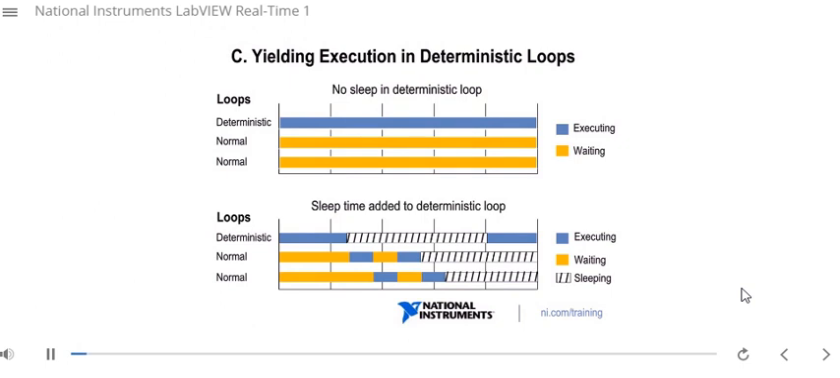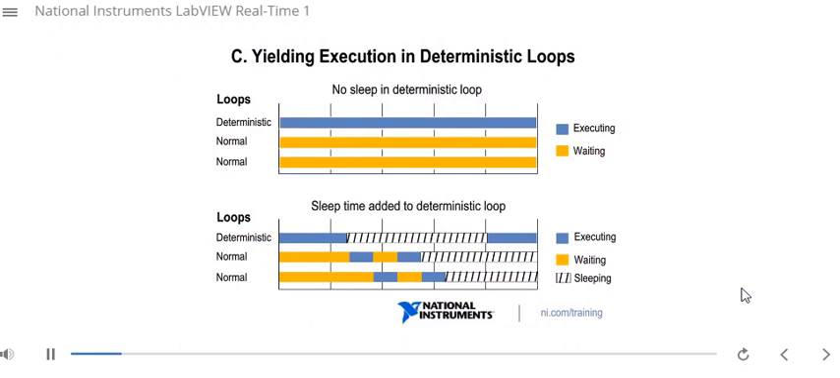When you're using deterministic loops, it's important to yield execution properly. So let's take a look at some examples. Let's look at our top example real quick. In this case, we do not have any sleep inside our deterministic loop. Notice at the top, in this application, we have three loops: a deterministic loop, a normal loop, and another normal loop. In our deterministic loop, it's just executing code the entire time, and it's never waiting or sleeping. It's continuously executing code inside our deterministic loop.